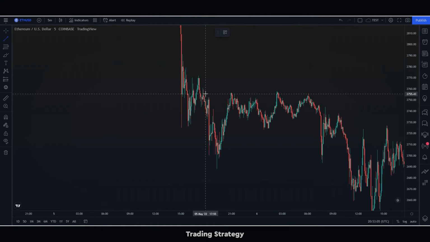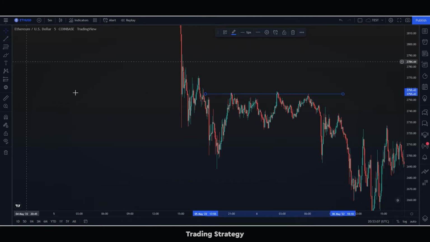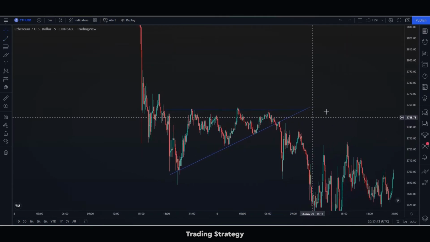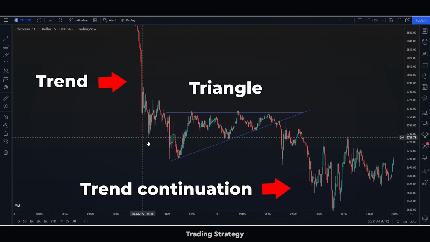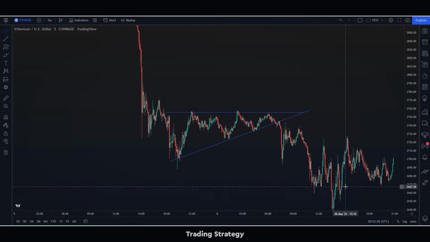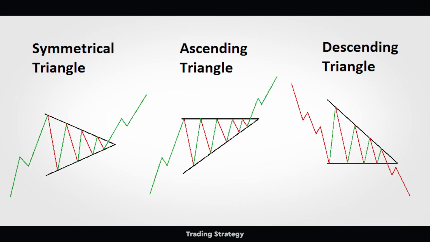Triangles are patterns that form on the candlestick chart that usually take place in the middle of the trend and usually indicate its continuation. Traders take advantage of this to get an idea of the price movement through the breakout point, which becomes a trade entry signal. There are many types of triangles, like these three here. The important thing is that generally these triangles continue the trend.